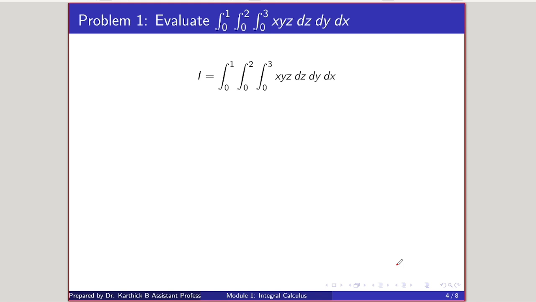The first problem, they asked to evaluate this triple integral. The given function is xyz. So, same as the double integral, first we want to evaluate the inner integral part. Here we want to integrate with respect to z, so the remaining x and y will remain constant. In that case, xy will be a constant.